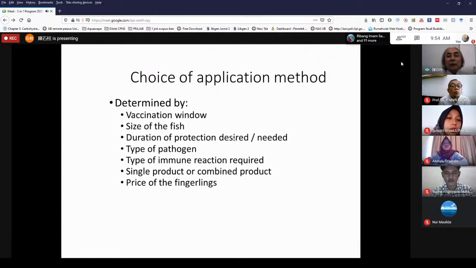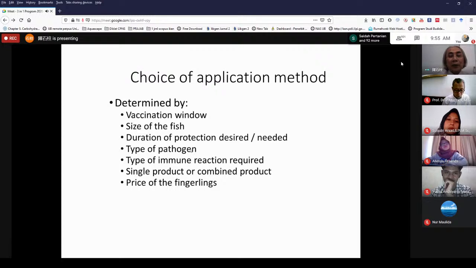Duration of the protection, for instance, some diseases only break out in the larvae stage or young stage. So vaccine protection of maybe four months or 6 months is enough. But most diseases infect from the larvae stage to the market size. So the duration of protection is very important.